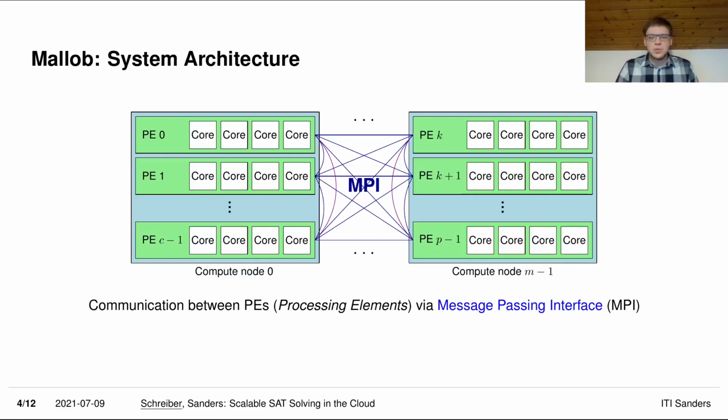Let's first briefly talk about our system architecture. We're running our system in an environment where we have a number of physical compute nodes, and each of the nodes has a number of cores. We group these cores into PEs, or processing elements, and on the software side, each of these PEs is one process. The PEs can only communicate with one another via the so-called Message Passing Interface, or MPI in short. This means that any PE can send a message to any other PE at any time.